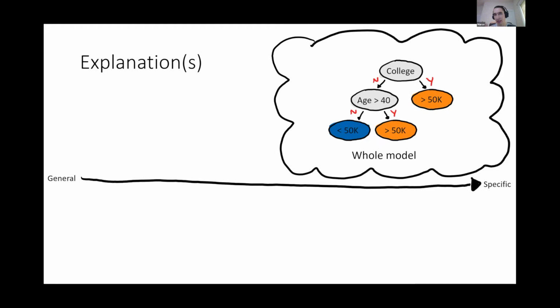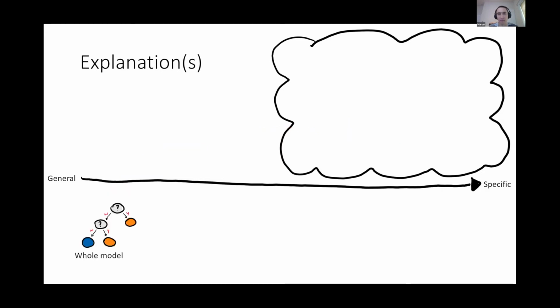So one way of explaining a model is to just tell people, here's what the model is doing as a whole. So if you have a very short decision tree, for example, you can say, this is the model. And you can grasp all that it's doing immediately. This model is saying, if a person has college, I think they make more than 50K. Otherwise, I just look if they're older than 40. If so, more than 50K, otherwise less. And you can understand everything about the reasoning process immediately because it's a very short and compact model. So this is a whole model explanation. And this is very general because you can answer any questions about the model you want with this kind of explanation. You just have to look at it.